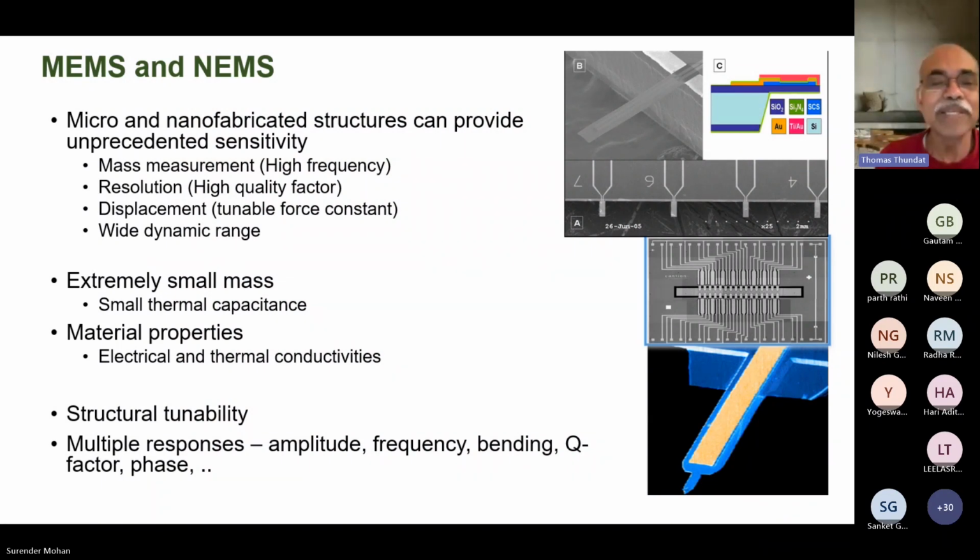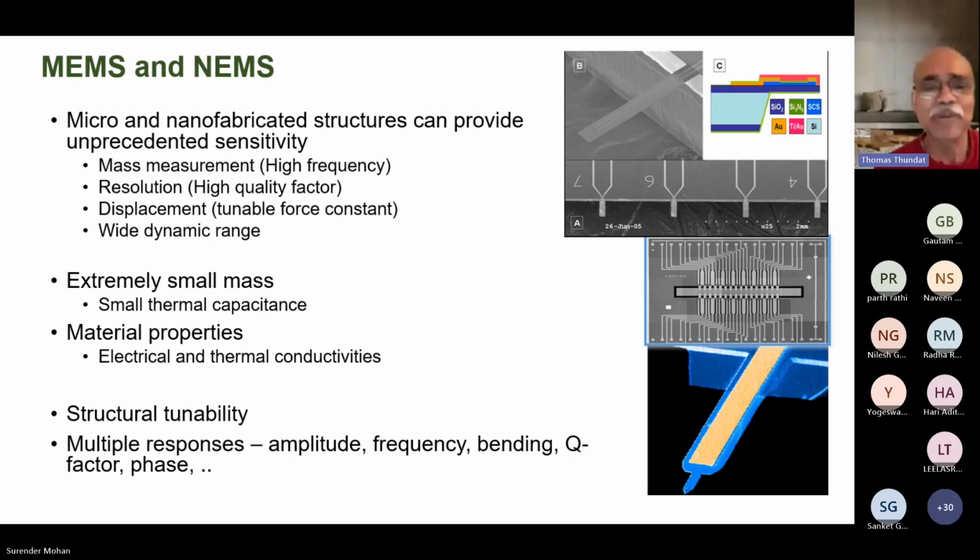You can also look at the material properties, the electrical, thermal, optical, all different properties. So MEMS and NEMS basically opens up all different possibilities for sensing, and that's what I am focused on.